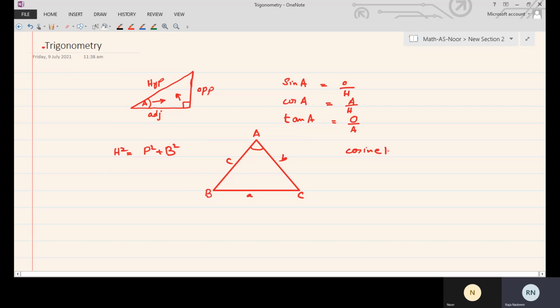In the cosine rule, it is used to find the sides and also used to find the angle. I'm just giving you a quick review about the previous knowledge.